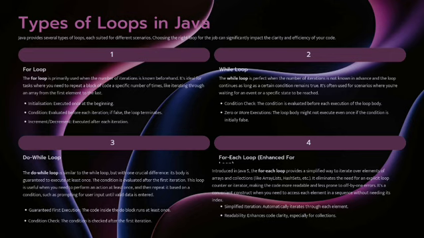Second one is while loop. The while loop is perfect when the number of iterations is not known in advance and the loop continues as long as a certain condition remains true. It's often used for scenarios where you're waiting for an event or a specific state to be reached.